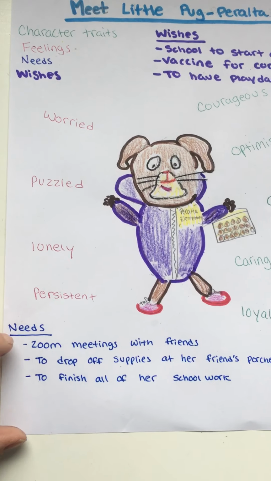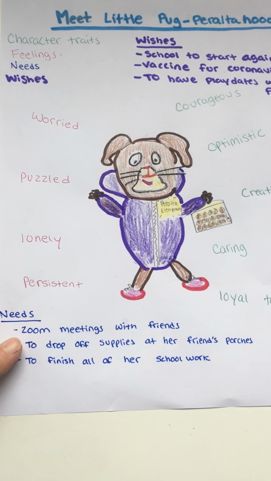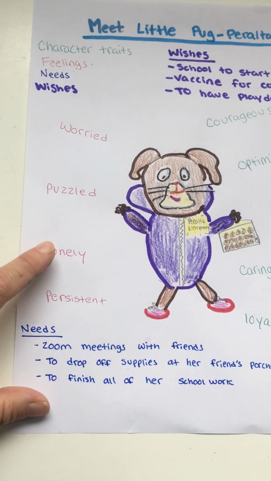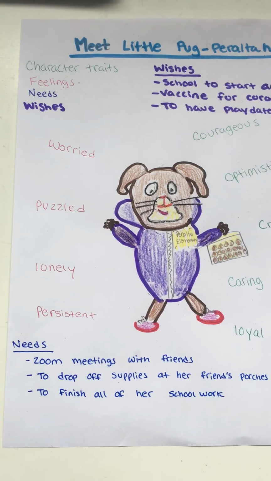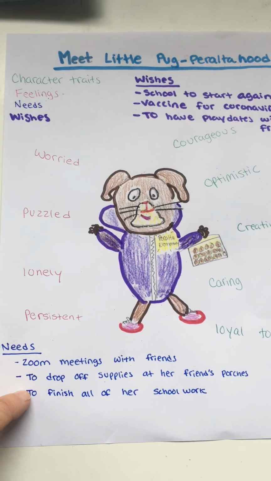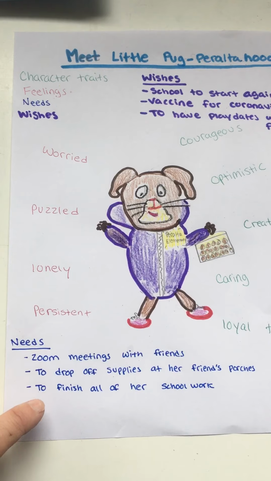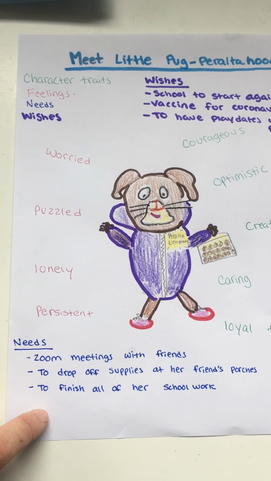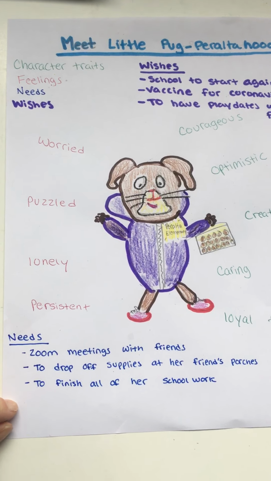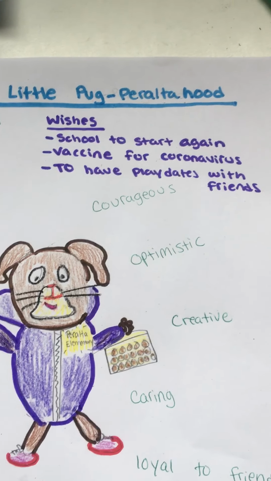Some of her needs are that she needs to go to Zoom meetings with friends. She misses her friends and she's lonely, so she wants to go to lots of Zoom meetings with her friends. She needs to drop off the supplies on her friends' porches and stay within 6 feet of them. And she needs to finish all of her schoolwork by the end of the day. These are the main things that she needs in the story I'm going to write.